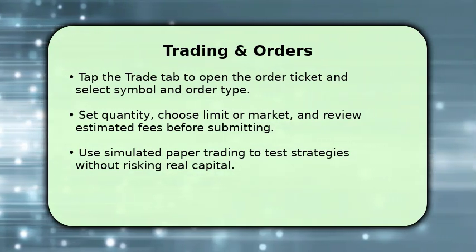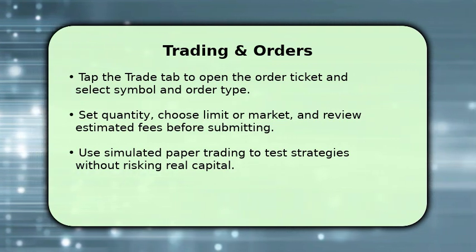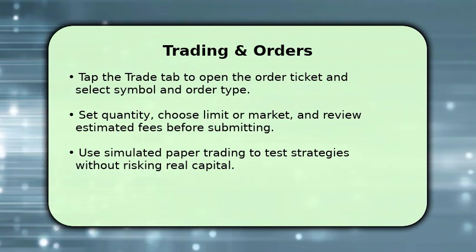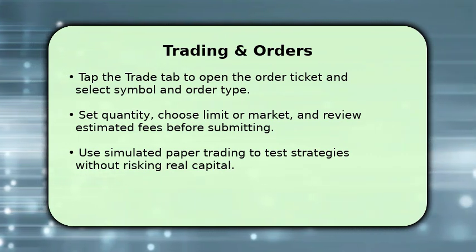Open the Trade tab, enter a symbol, and choose your order type from Market, Limit, or Stop. Adjust quantity, set your limit price, and double-check estimated fees and buying power before sending the order.